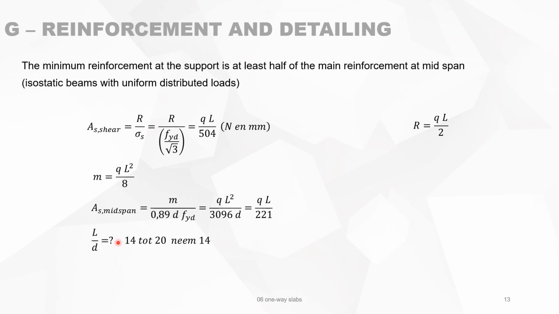In this conversion, we have L over D. So we made a conversion. It is the slenderness L over D. We know that for a slab it's between 14 and 20. We have taken 14 here to arrive at that. Then you will see that this is almost half of it. So you see that the reinforcement at the support must be at least half of the reinforcement at midspan. It's just an indication, it's not a proof.